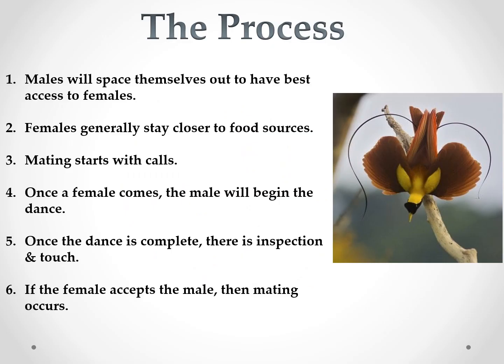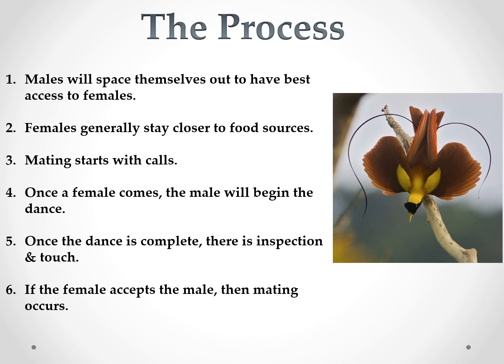So the process is that males will space themselves out to have best access to females. That's actually a pattern that we see in general amongst most animal species. Females will generally stay closer to food sources. Yet again, another pattern that we see in most animal species.